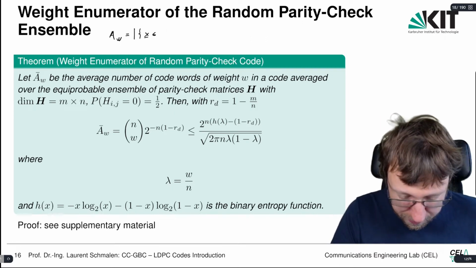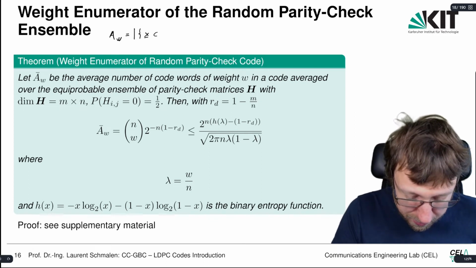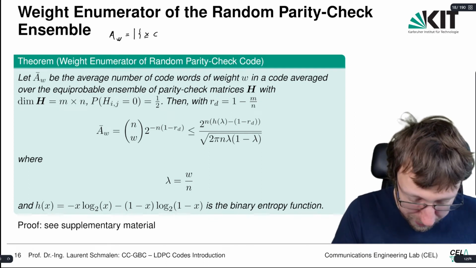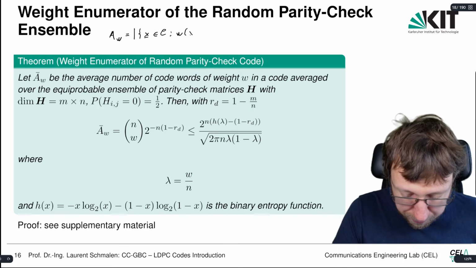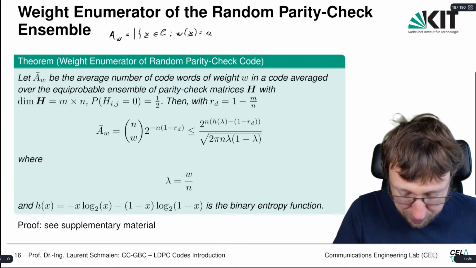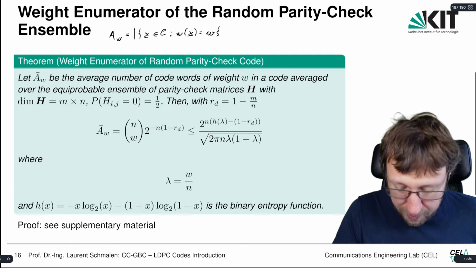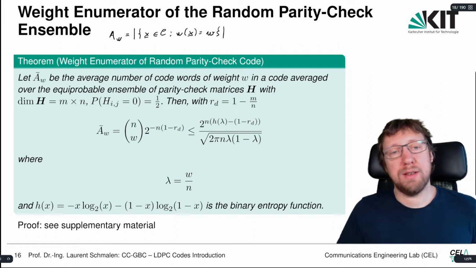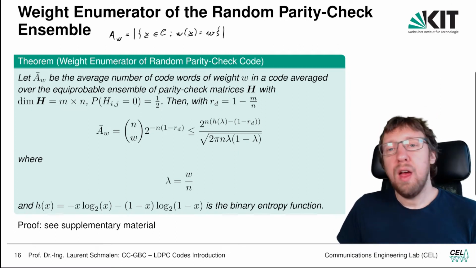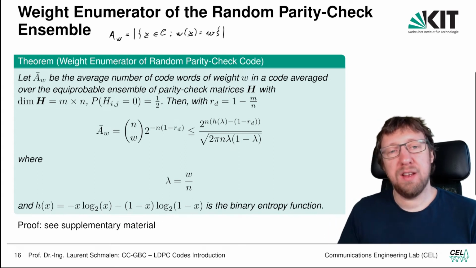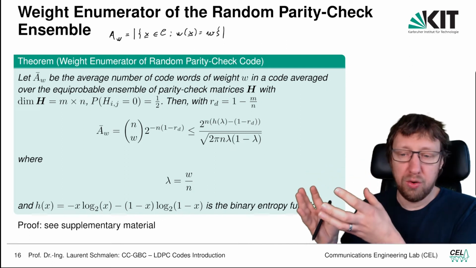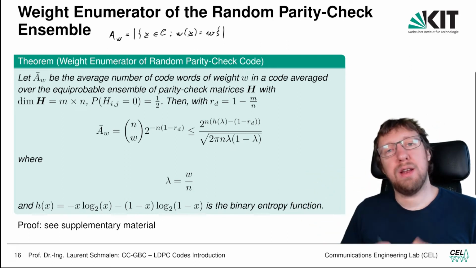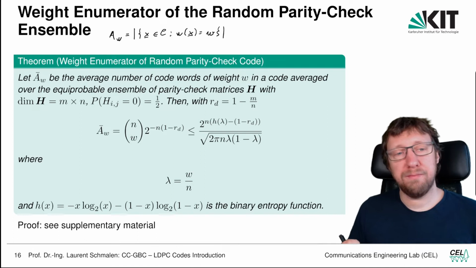So we take a set of code words such that the weight of code word x is equal to w, and we count the number of code words where this happens. Now we have an ensemble. So now we don't look at a specific code, but we look at all the codes that are constructed using the rules from this ensemble.